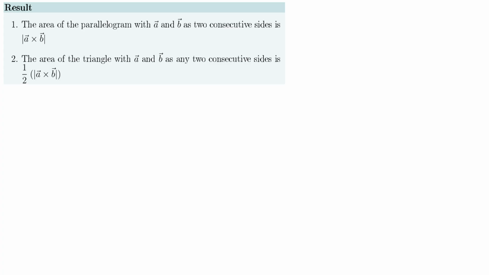We can find the area of a parallelogram when I know two vectors, a vector and b vector. So to find the area of the parallelogram, again what we have to do is find the cross product, and then take the magnitude of the cross product.